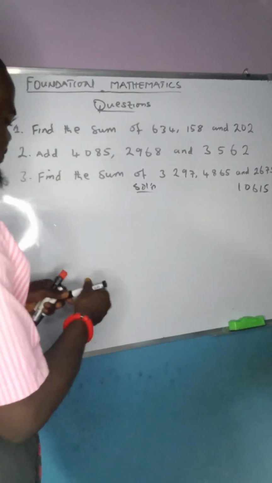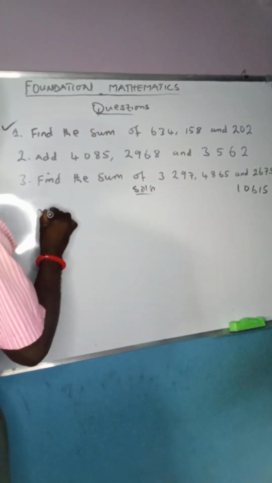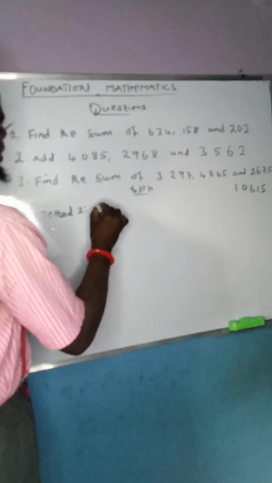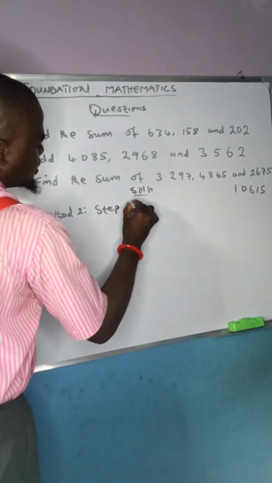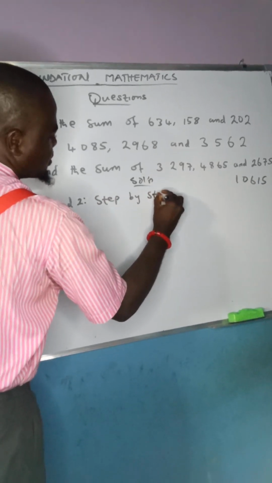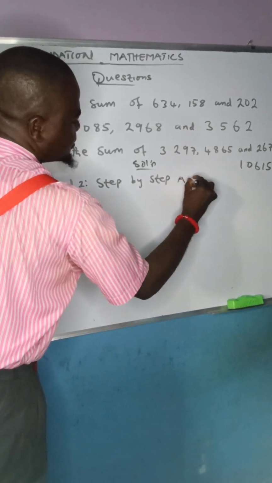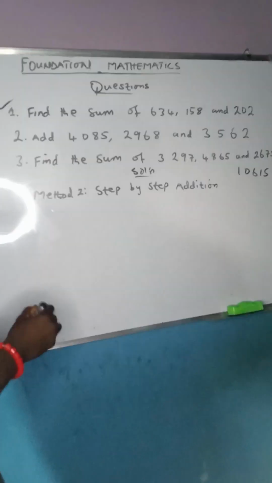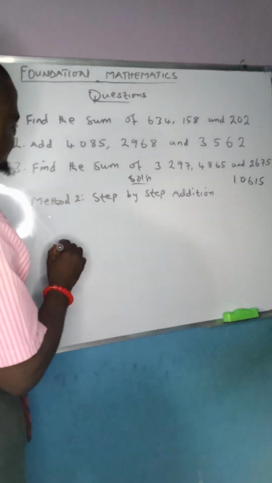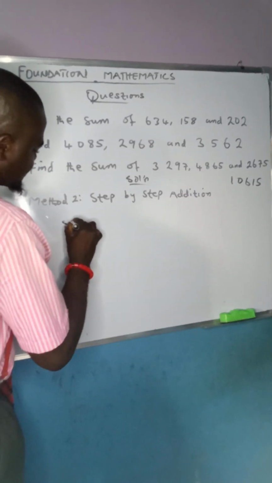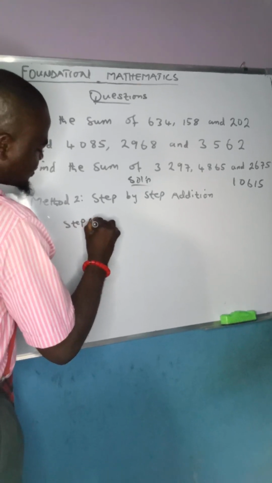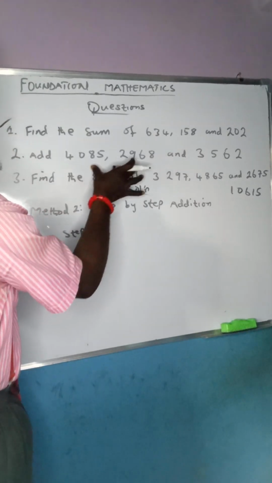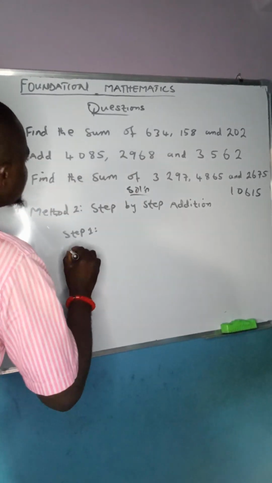So method 2, we'll call it step-by-step addition. Method 2, call it step-by-step what? Addition. Now, since we call it step-by-step addition, now step 1. Step 1 said add the two numbers first.